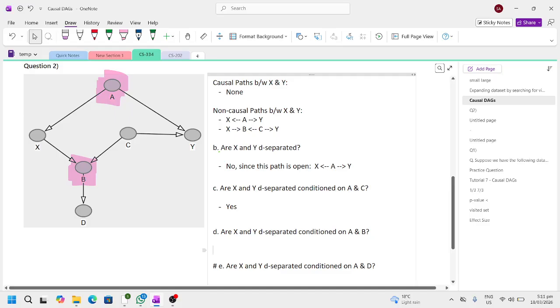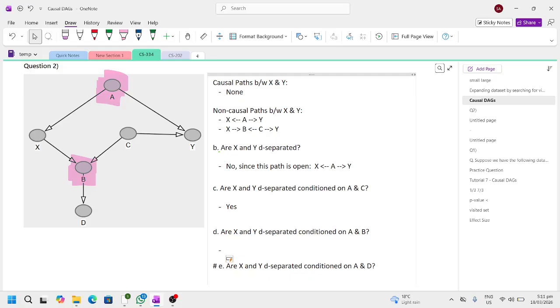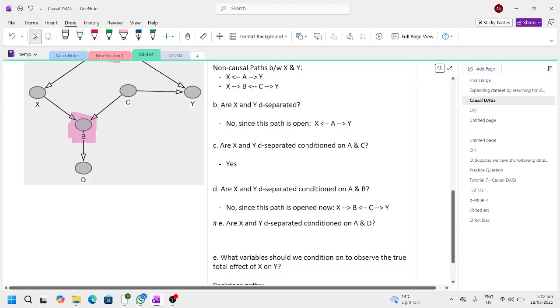What happens now? Once again, do think about this. They are not d-separated. You're absolutely right, actually. But why are they not d-separated? Because the path between X and C opens up when you condition on B. Excellent. It's gonna be open now, because when you condition on a collider, the blocked path becomes open. So no, since this path is opened now, B and C and Y. So conditioning on a collider opens the path.